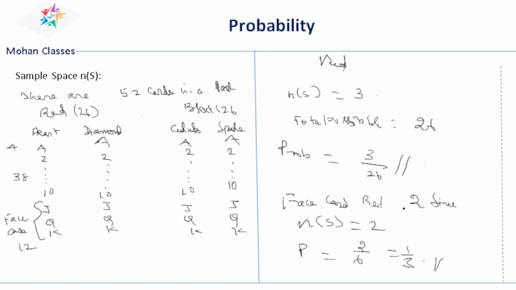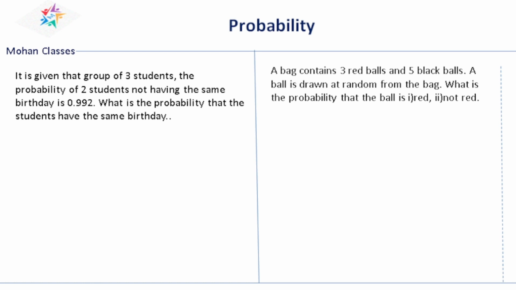Let us do some sums, then you will understand how we have to do. Let us start. Here it is given that in a group of 3 students, the probability of 2 students not having the same birthday is 0.992. What is the probability that the students have the same birthday?